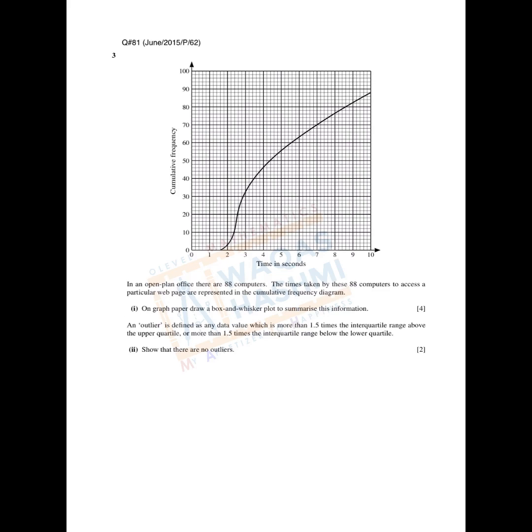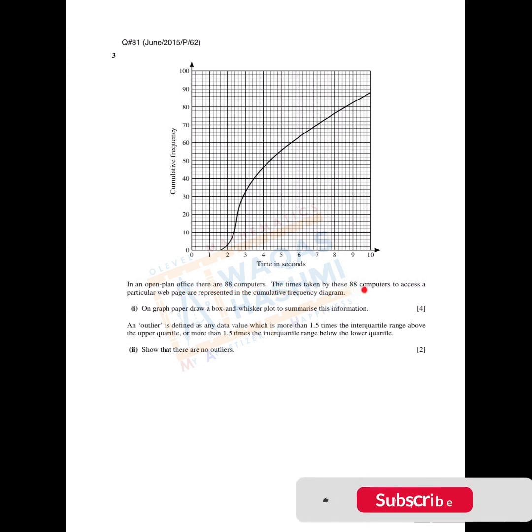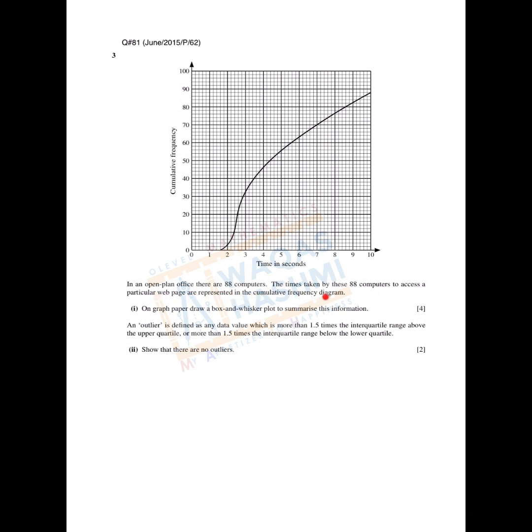It's June 2015, paper 6-2. The question says, in an open plan office, there are 88 computers. The time taken by these 88 computers to access a particular web page are represented in the cumulative frequency diagram. On graph paper, draw a box and whisker plot to summarize this information.